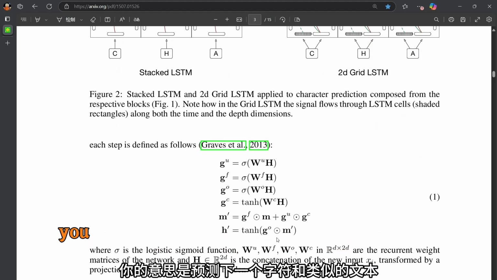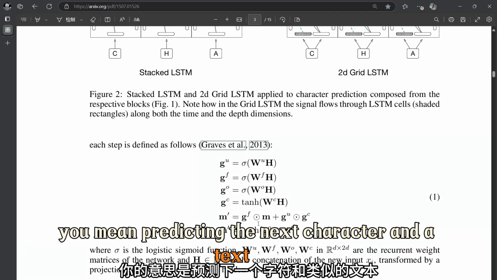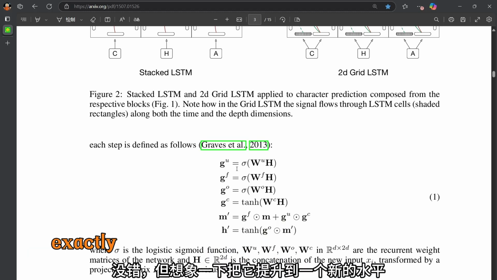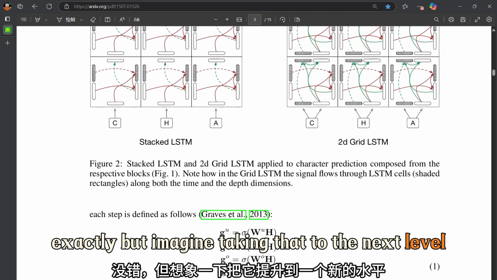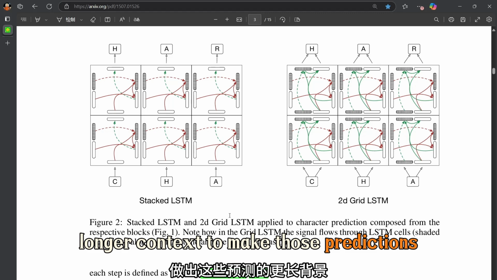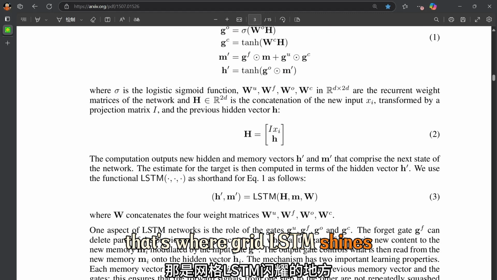Character-level language modeling? You mean predicting the next character in a text, like those autocomplete features we see everywhere? Exactly. But imagine taking that to the next level, where the model needs to consider a much longer context to make those predictions. That's where Grid LSTM shines.